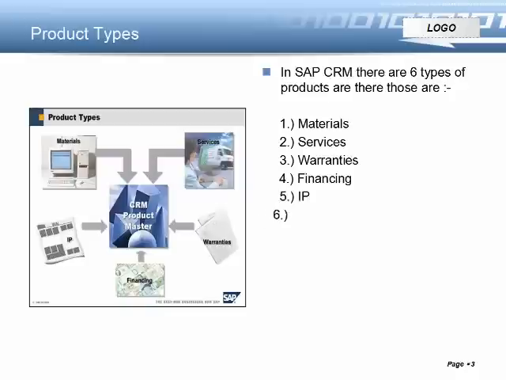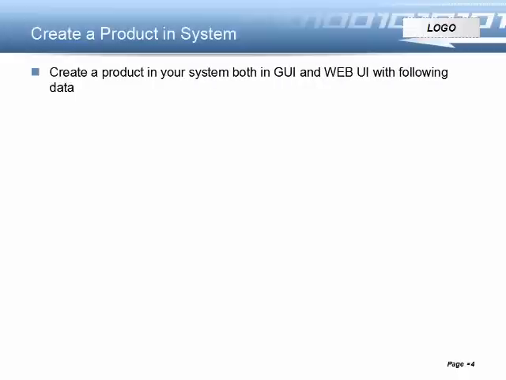After that, we created a product in the system, a product of type material. You also try to create the same kind of product, using a different ID for it. For material, the system will automatically assign the ID. Use a different description for it. Try to create a product of type material in web UI. That's one of your assignments.